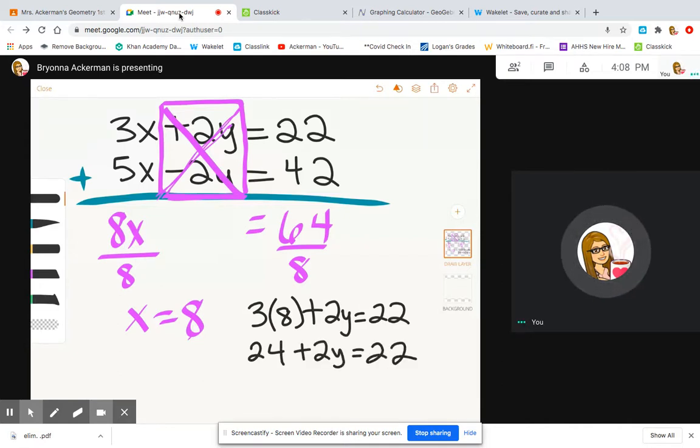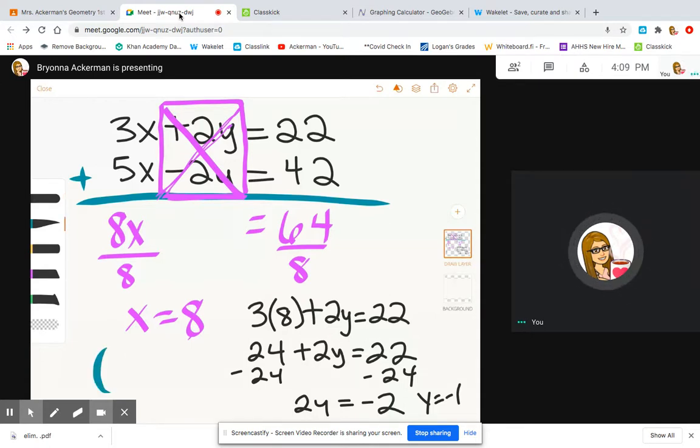I'm going to subtract 24 from both sides. And so I get 2y is equal to negative 2. Divide both sides by 2. And so we see y is negative 1. Okay? So the final answer is always a coordinate point. So it's going to be (8, negative 1). And that's your final answer by elimination.